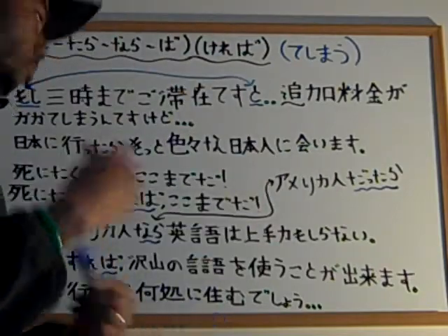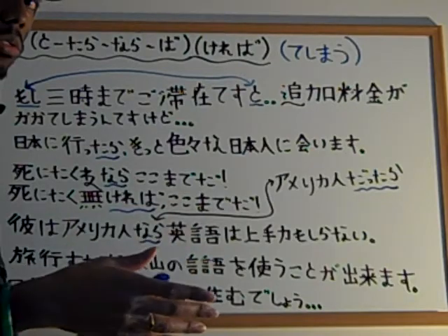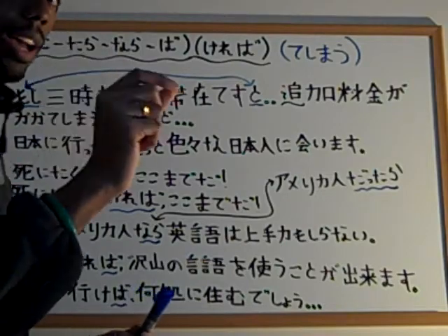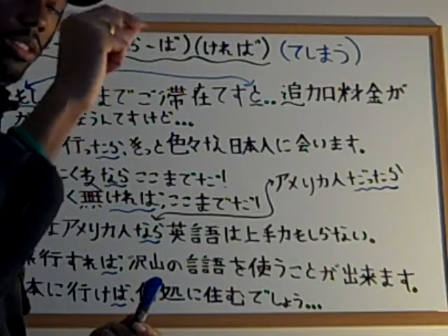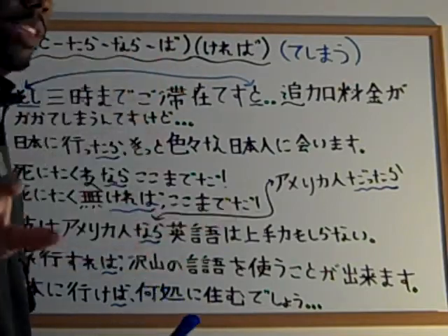So here we have suru, the dictionary form of to do. We want to change suru to "if" using ba, so we have to make it sound like eba. We take suru and turn the ru into a re, and then add ba. Sureba. You do the same thing with all other verbs.